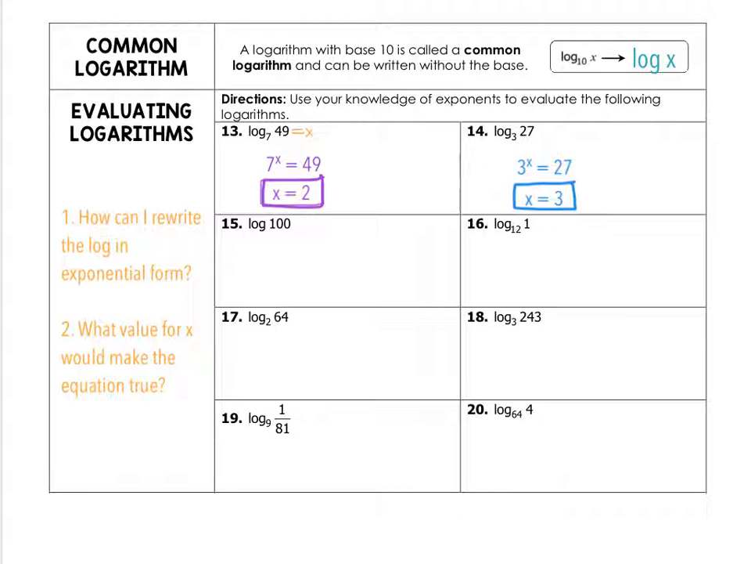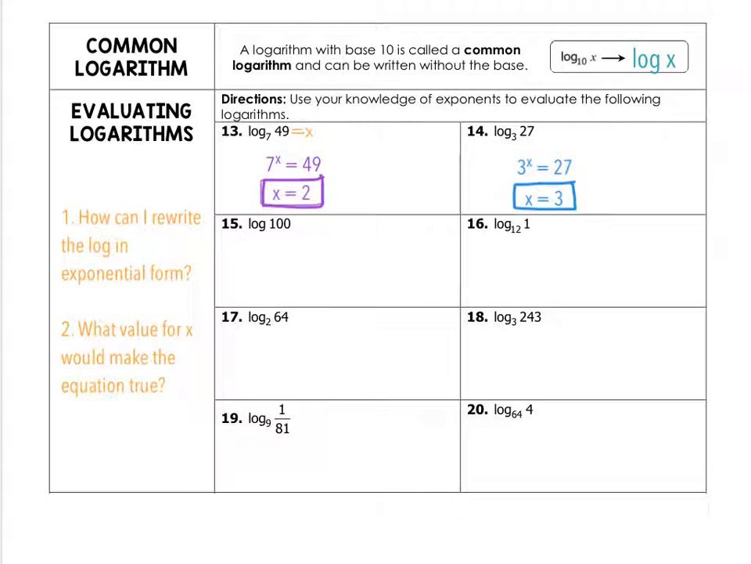So hopefully you were able to rewrite it as 3 to the x equals 27, and then what value for x would make that true? Well, how many times can I multiply 3 to get 27? 3 times 3 is 9, so that would be to the power of 2, times 3 is 27. So x has to be 3.